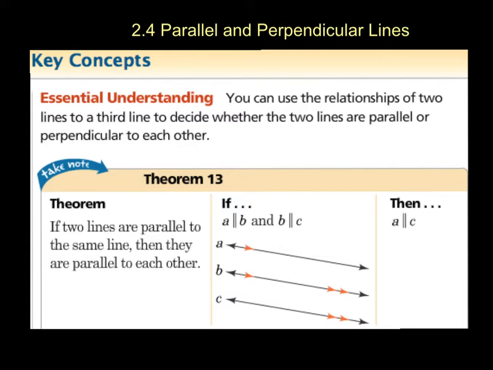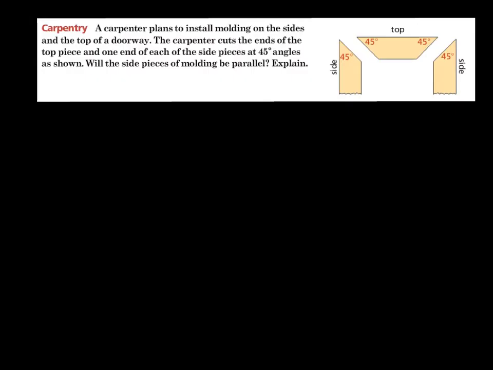So we're going to start out here with this first theorem, which states that if two lines are parallel to the same line, then they are parallel to each other. So for example, if I have that line A is parallel to line B, and that line B is parallel to line C, then that means that A is parallel to C. It's kind of like a transitive property for parallel lines. We've got two lines parallel to the same line, which in turn means they have to be parallel to each other. Okay.